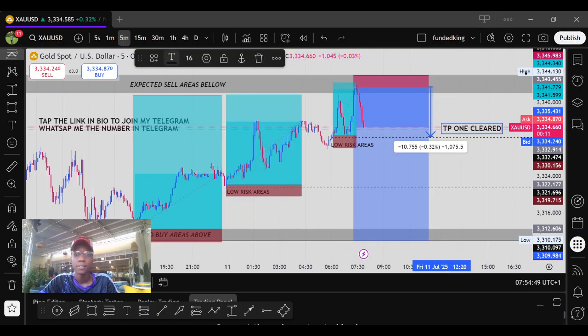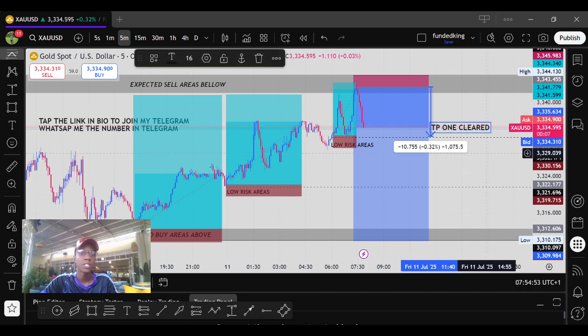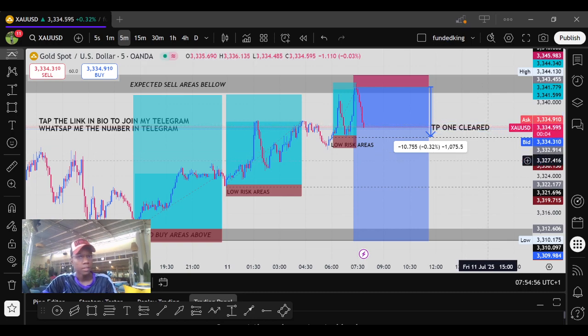So many traders outside, I want to... it was a very tricky candle, closing very bearish. Since the market is bullish, if I was trading gold right now, I would look forward to putting in some buys in low risk areas because the market is bullish.